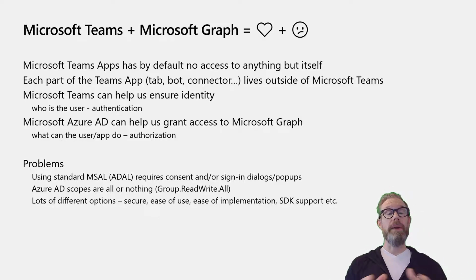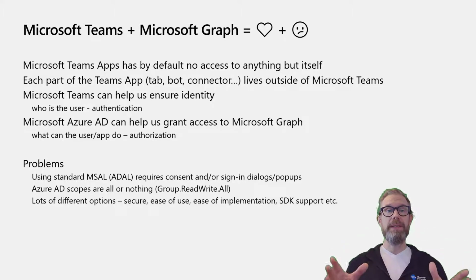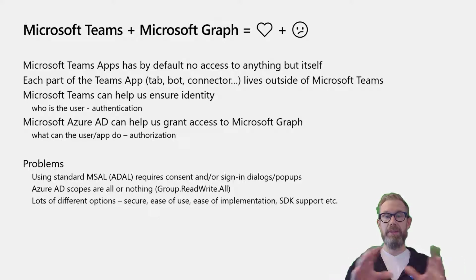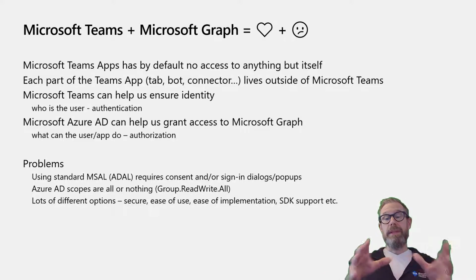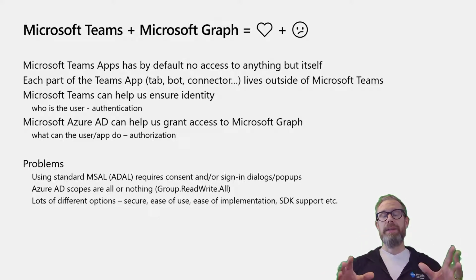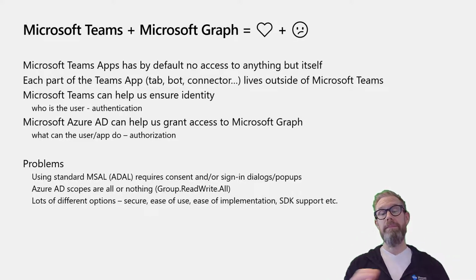First of all, the Microsoft Teams app has no access to anything but itself. Essentially, the application lives inside Microsoft Teams within that canvas and chrome, but the application itself does not by default have access to Graph or any other resources. Even though I said it lives inside Microsoft Teams, that's sort of in an iframe. If you take a tab as an example, or a bot that's a web service hosted somewhere else, it does not live inside the Microsoft Teams application, more than visually.